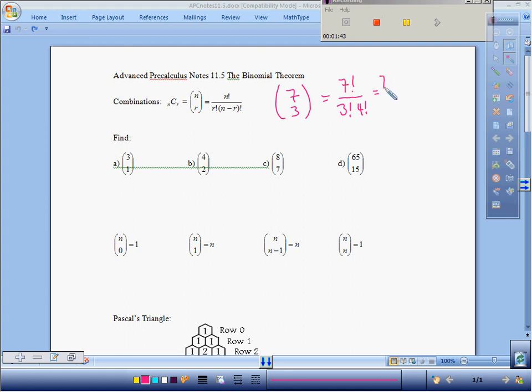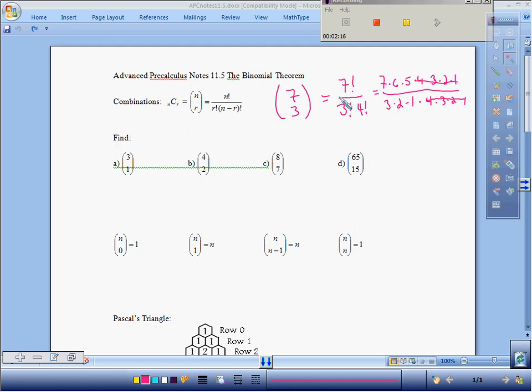so if I were to write this all out, which you don't have to every time, 7 times 6 times 5 times 4 times 3 times 2 times 1 over 3 times 2 times 1, right? Times 4 times 3 times 2 times 1. But what really happens, since this is all being multiplied, you can cancel out all of those things. You see that? Okay, so you can cancel out 4 times 3 times 2 times 1. So what this becomes is 7 times 6 times 5 over 3 times 2 times 1.